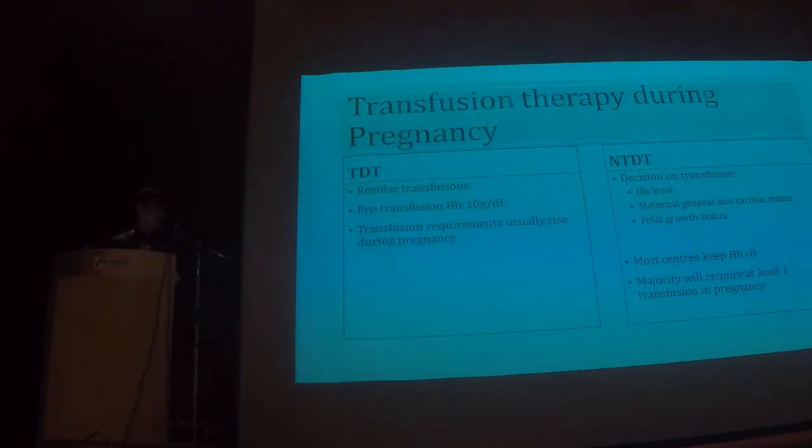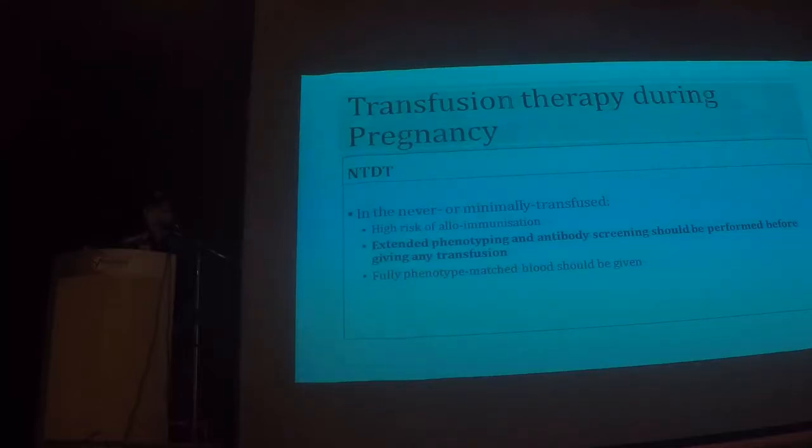You can find data to support lower Hb versus higher Hb, both with equally convincing results. But generally, we use a few factors: Hb levels, maternal general and cardiac status, and fetal growth. So most centers give about 8, but bear in mind if there are other organ damage, if there's already a large spleen, we will treat it like TDT. Okay. So the majority will require at least one transfusion in pregnancy, usually more.